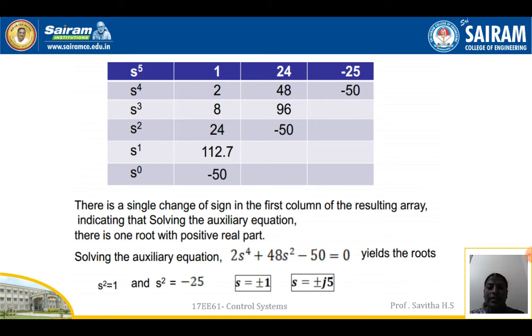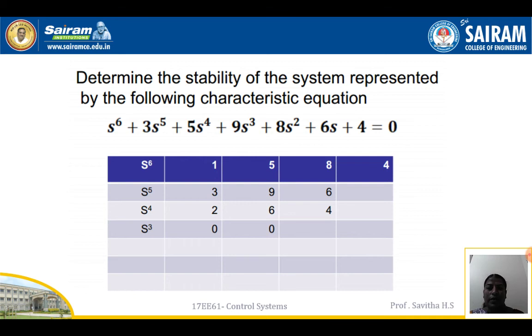There is a single change of sign in the first column of the resulting array, that is from s to the power of 1 to s0. This indicates that the system is unstable, so there is one root with a positive real part. Solving the auxiliary equation 2s to the power of 4 plus 48s square minus 50 yields the roots s square is equal to 1 and s square is equal to minus 25. So s is equal to plus or minus 1 and s is equal to plus or minus j5.